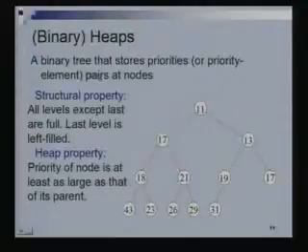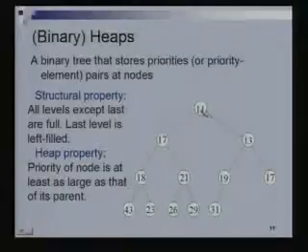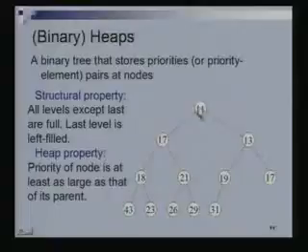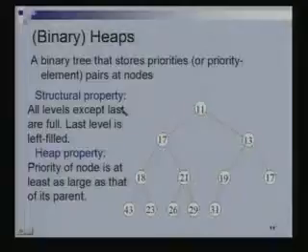So what is a heap? When we say heap, we typically mean what's called a binary heap. A binary heap is a binary tree that stores the priorities or the priority element pairs at the nodes. In the rest of this class, I am just going to show the nodes as containing the priority of the element, and the element is sitting somewhere here also. So they could be storing only the priorities or the priority element pairs. Now the heap has two properties. One is the structural property.